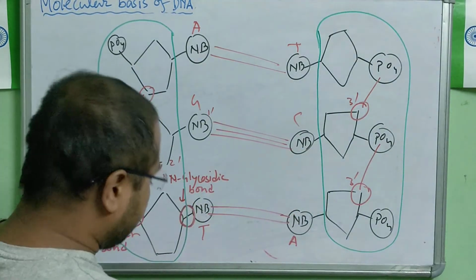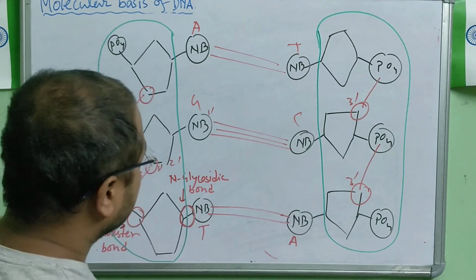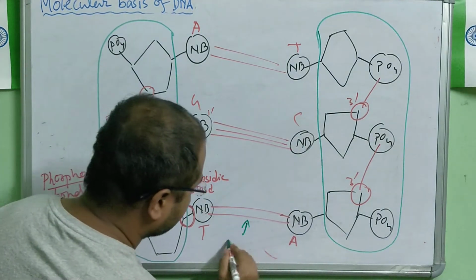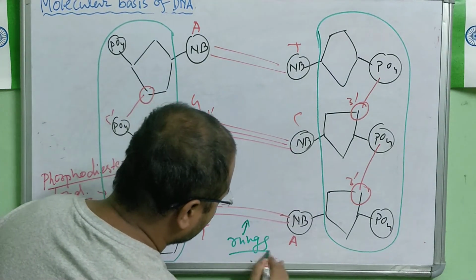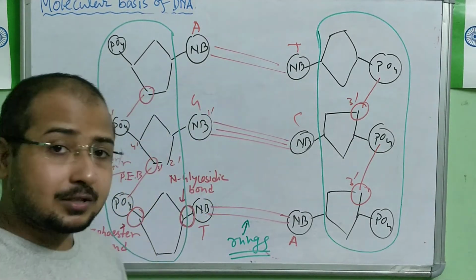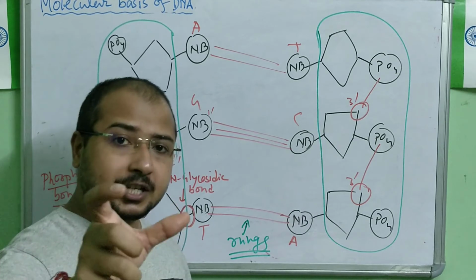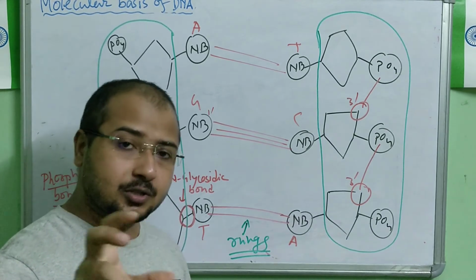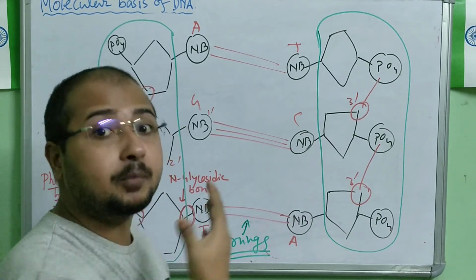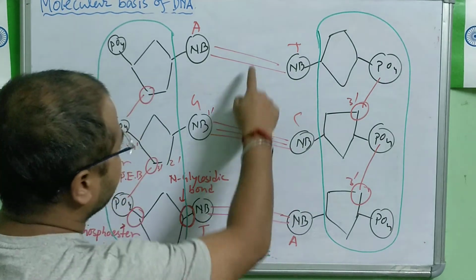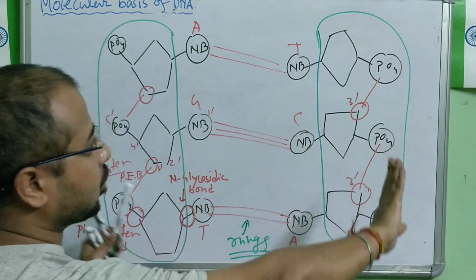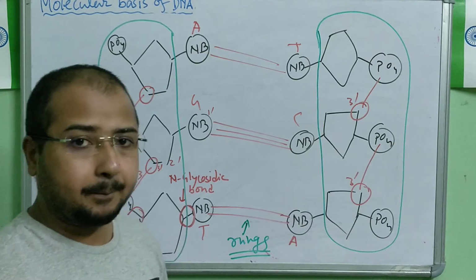So remember, these are the rungs. If it is asked what the rungs of the DNA are made up of, you will say the 2 nitrogenous bases bind with the hydrogen bond between them and form the rungs of DNA. So these are the rungs of DNA, and they are the backbone of the DNA. Clear?